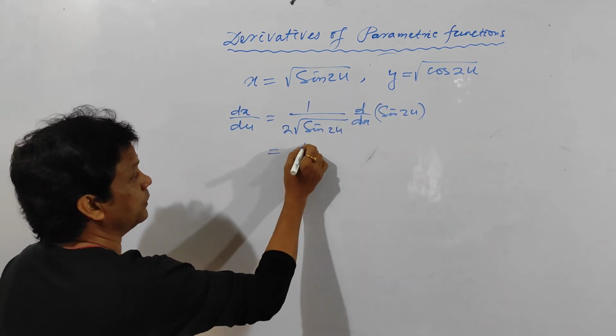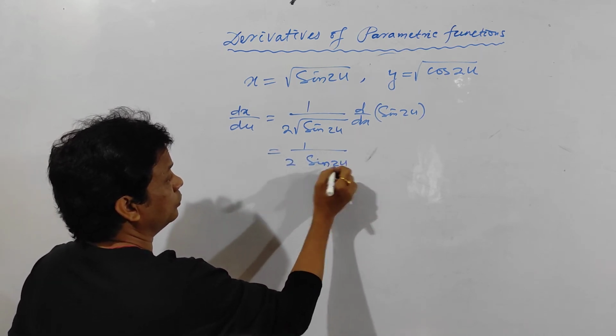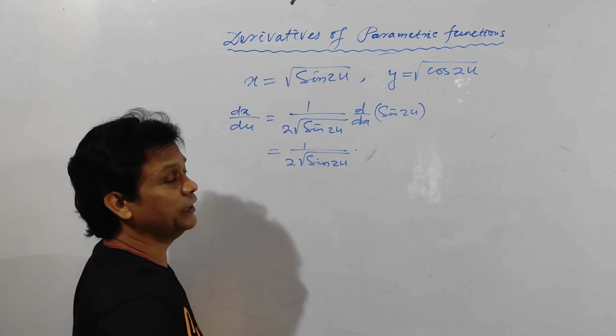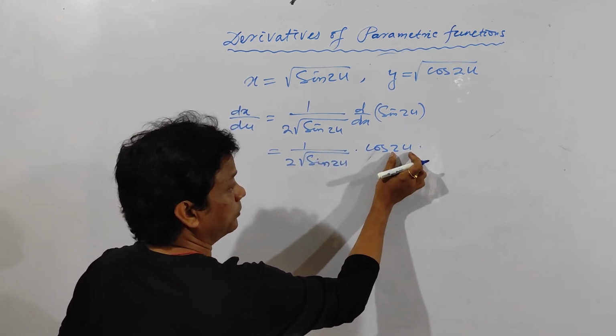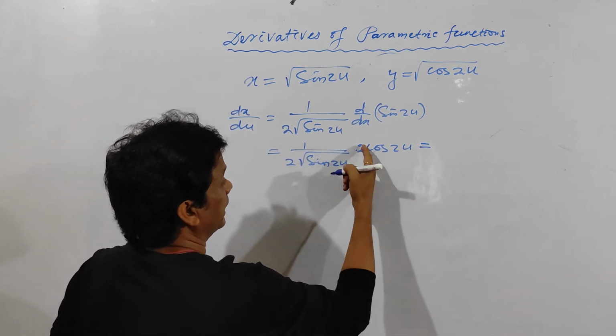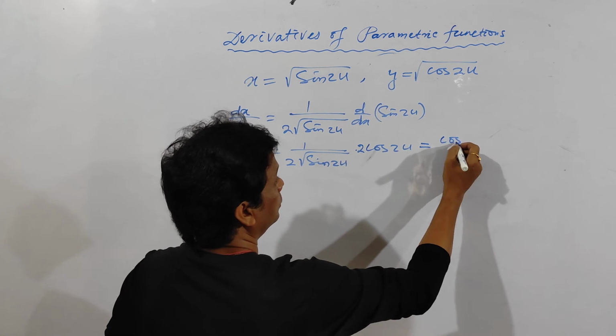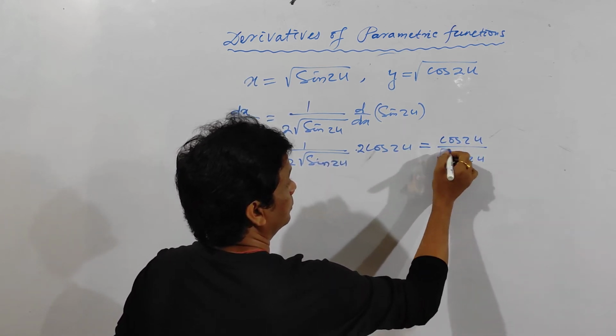Clear? So it is 1 by twice of root over sin 2u into derivative of sin 2u. It is cos 2u into derivative of 2u, which is 2. Clear? So 2 cancels out. It is cos 2u divided by root over of sin 2u.